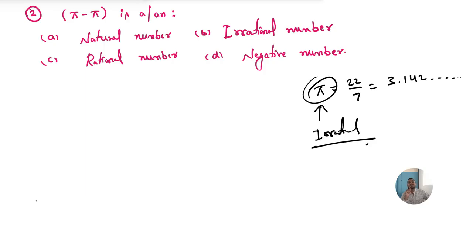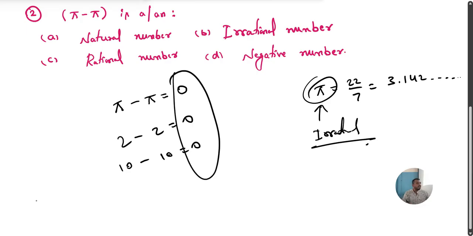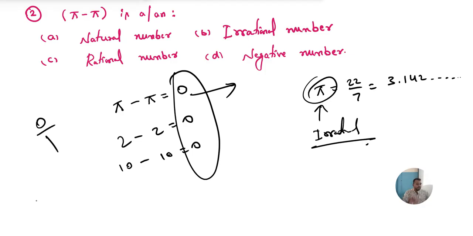But here, my dear students, we have to apply some common sense. So what is that common sense? Observe here. Plus pi minus pi, if you simplify, the answer is 0. 2 minus 2, answer is 0. 10 minus 10, answer is 0. Now here we have to simplify. After simplifying, what answer are we getting? Pi minus pi is 0. Below 0, if nothing is there, it is 1. So 0 by 1 is nothing but 0. 0 is a rational number. So the answer is option C.